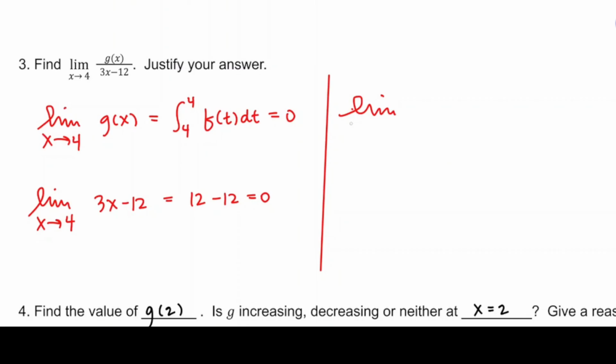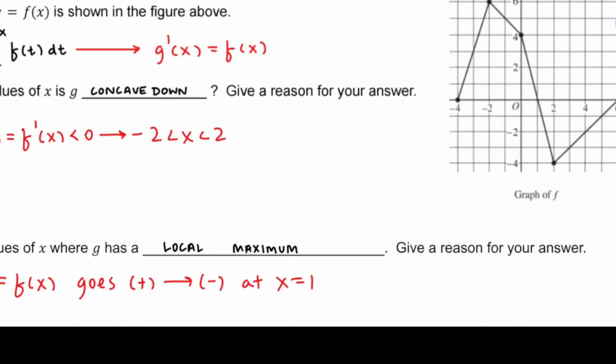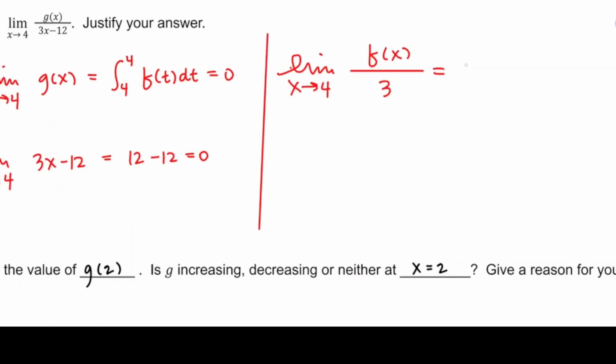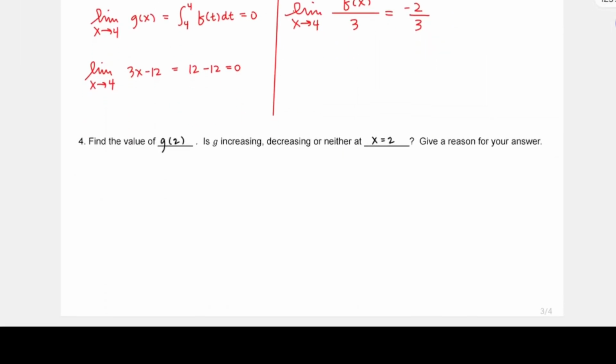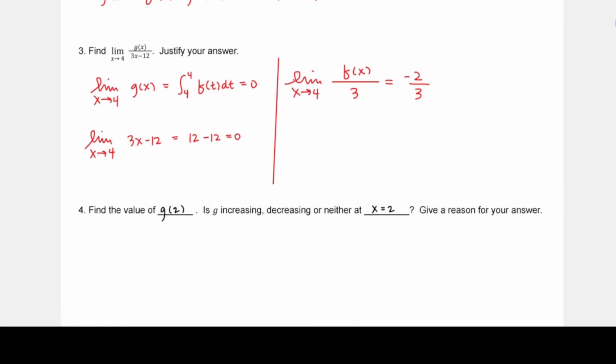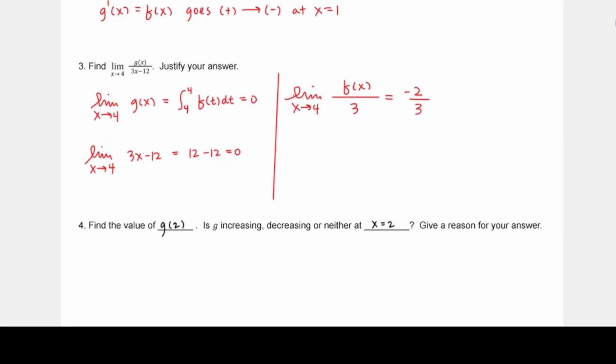And I'm going to call this the limit as x approaches 4 of g prime, which we know is f, divided by 3. Okay, as x approaches 4, f is approaching -2. So I'd say this one's -2 over 3. Okay, now we're going to find the value of g of 2 and decide whether g is increasing, decreasing, or neither at x equals 2. All right, so g of 2 is going to be the integral from 4 to 2.